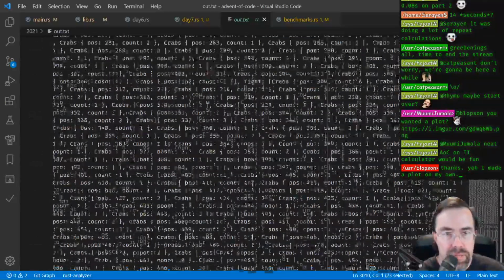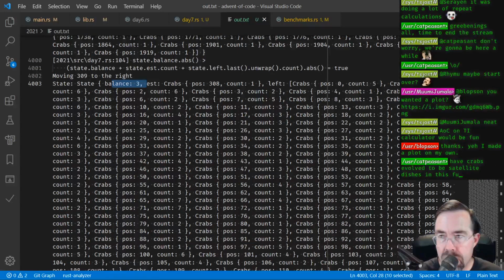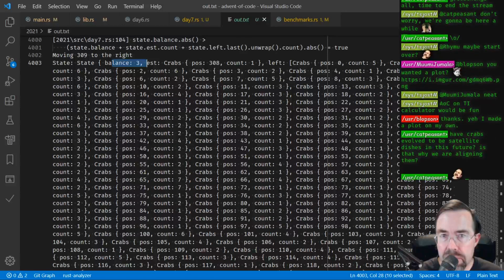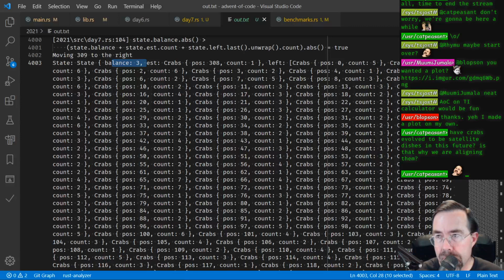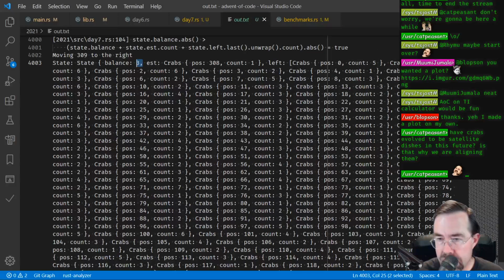Okay, so what do we have final? Balance of 3. I mean, I guess I could double check that the balance really is positive 3. What's the estimate at? 308? With the count of 1, the balance of 3 shouldn't matter. What's on the end then? Where does it say right?